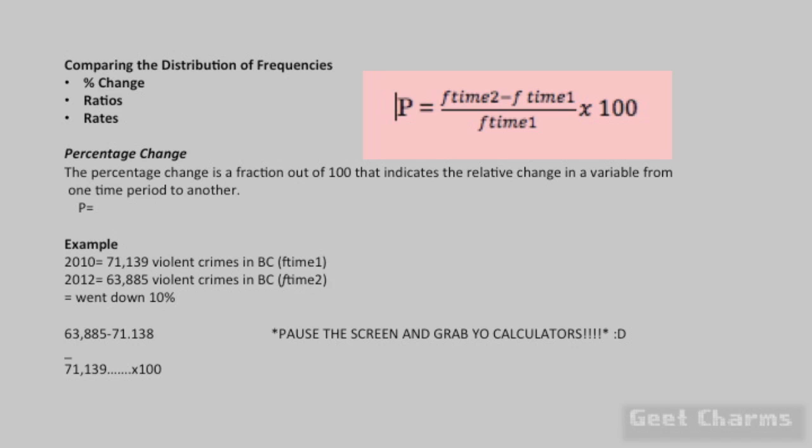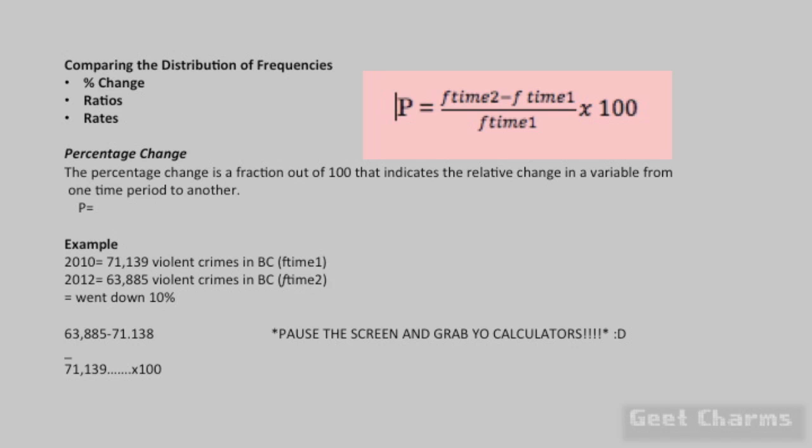So let's talk about the percentage change. There's the formula up there, and I have an example below about violent crimes in BC from 2010 to 2012. Grab your calculators, and what you do is you plug in the formula up there, down there. It's really hard to explain this way, but I'm sure you guys can follow along.